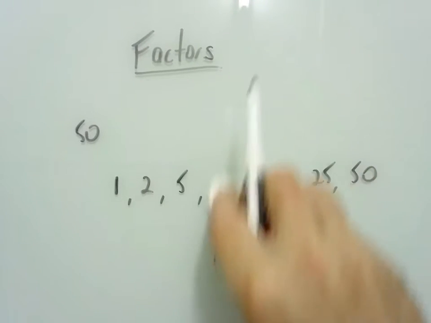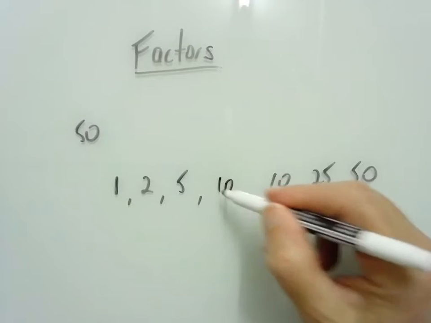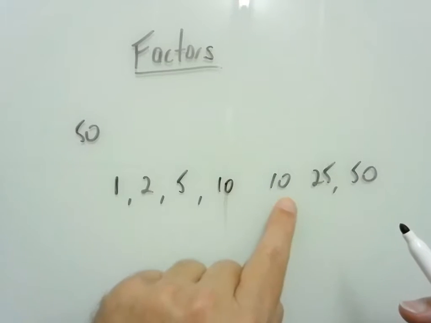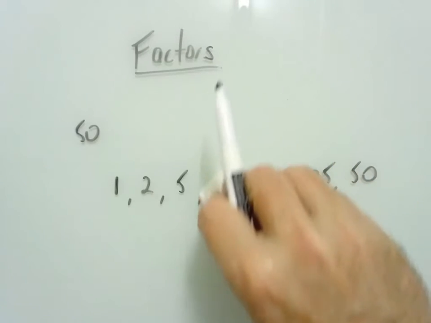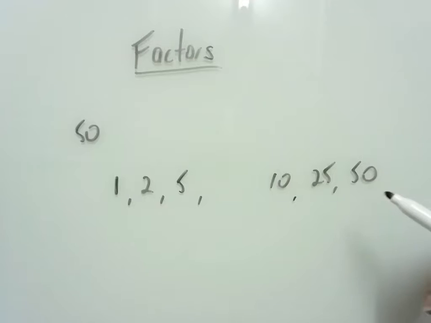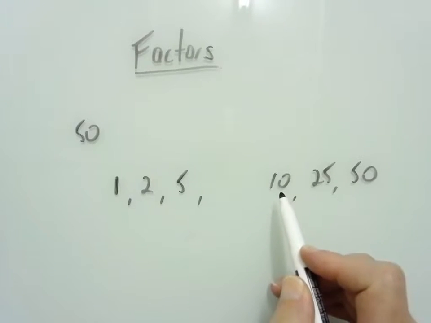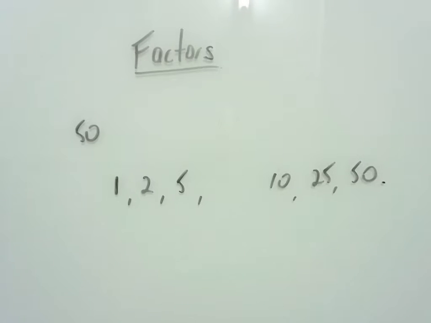Does 9 go under 50? No. Does 10? Hang on. I've already written it down. Once you get to that stage that you've written that number down, you can stop thinking. There's no need to check 11 or 12 or 13 because you've reached another factor. And that's why this is good, because you know to stop looking. That's your list. Let's try it with another one.